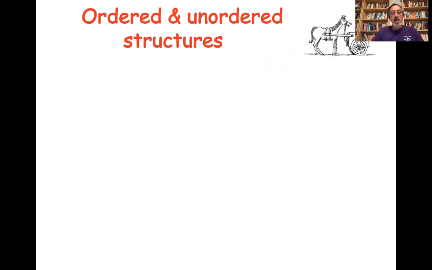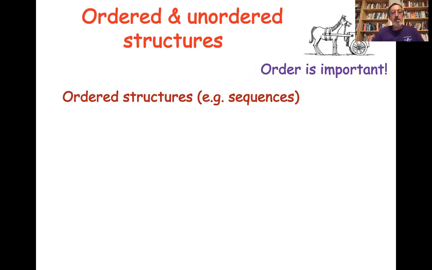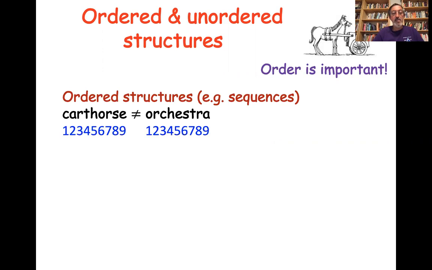So order obviously is very important. And we want to talk about ordered and unordered structures. A typical ordered structure is a sequence, or words or sentences in a language. So for example, here are two words, and they are obviously different despite the fact that they have the same letters, because we read them from left to right, so there's an implicit numbering of the coordinates of each word.